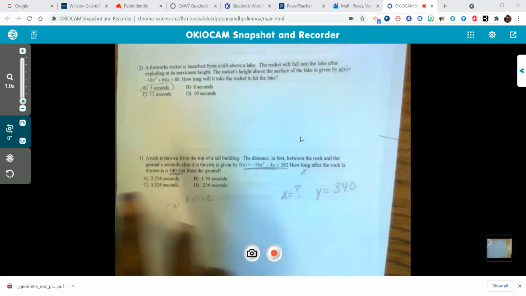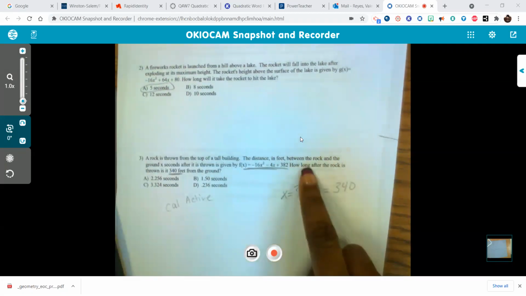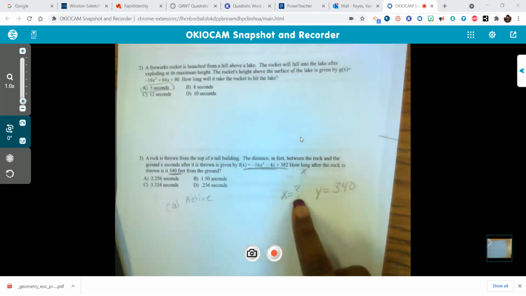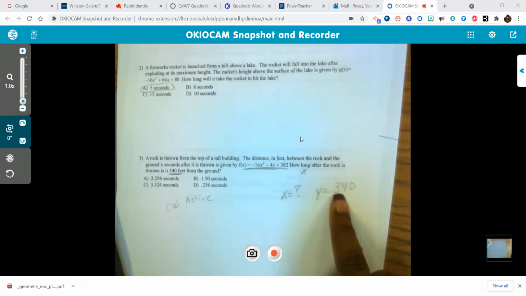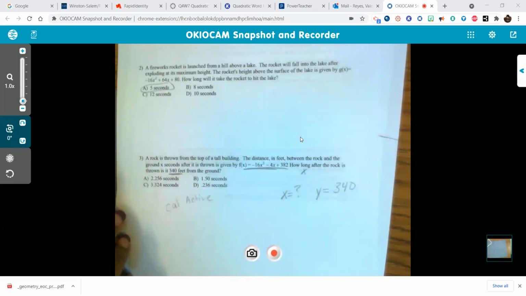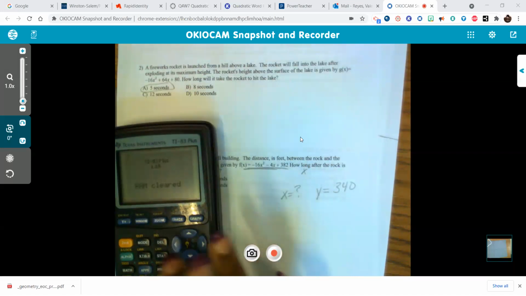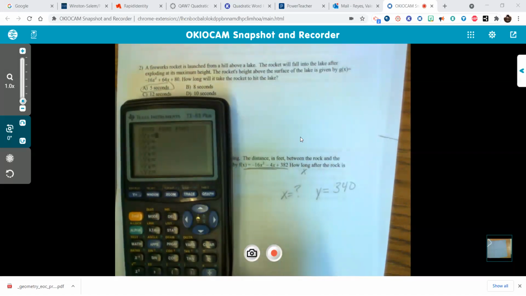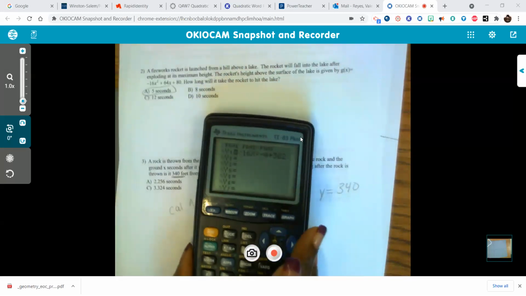Any questions about how I came to the conclusion that we're looking for x seconds when y is equal to 340? So let's type this equation in our calculator. Okay, y is equal to, and let's type in -16 x squared minus 4. Please type this in with me because you're going to want to know how to do this. This is super important. This is going to save you so much work. This calculator is your friend for this test.